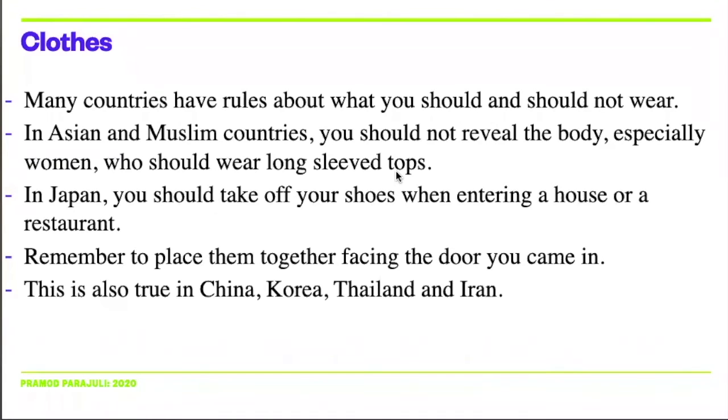In Japan, you should take off your shoes when entering a house or a restaurant. At a house, okay, it is applied in our countries also. While entering a house, we take off our shoes, that's fine. But while going to a restaurant, we are not supposed to do that. But it is done in Japan.